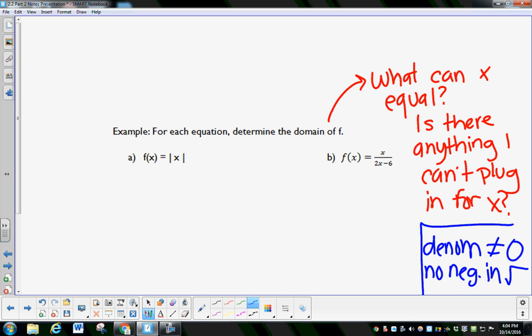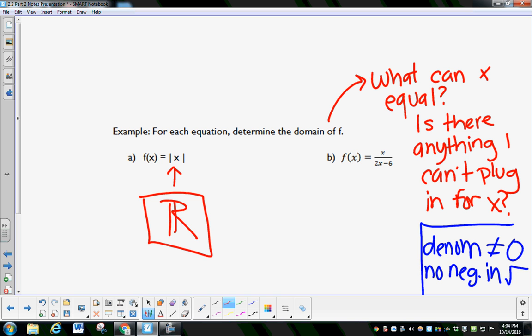So for question A, we're wondering, is there anything I couldn't take the absolute value of? What numbers could I plug in right here? Well, I could take the absolute value of a negative, right? It would just turn positive. I can take the absolute value of 0, or of a positive number. I can take the absolute value of anything I want. So the answer to this one is all real numbers. The domain is what x can be. I can plug in anything I want because I can take the absolute value of any real number. So that one's fine.